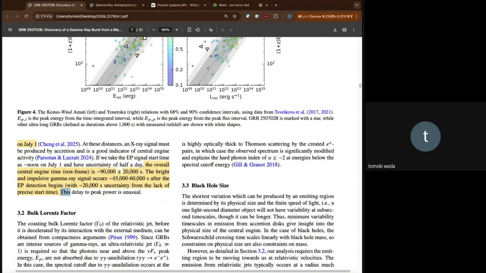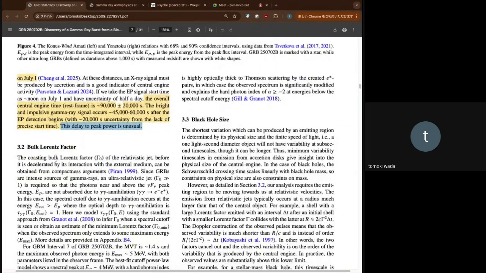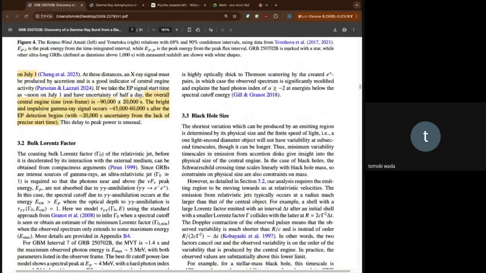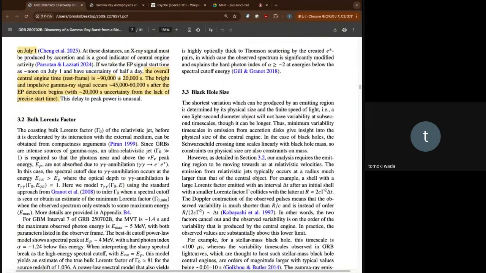And we need some delay between start of GRB and peak of GRBs. And they also consider bulk Lorentz factor, so minimum bulk Lorentz factor using opacity argument. And they conclude that this is the possible minimum bulk Lorentz factor. And I think this is not special values, relatively small, but not so abnormal, I think.